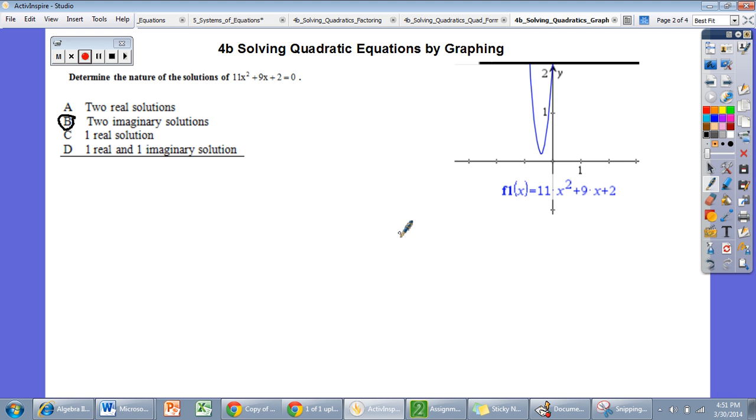What I do want to point out here is that I did have to zoom in quite a bit to tell whether it touched or did not touch, because it was very hard to tell. It was so close to the x-axis. So that is something you want to keep in mind. Make sure that you know how to use your calculator, how to zoom in, and see whether something touches or does not touch, so you get a very clear picture.